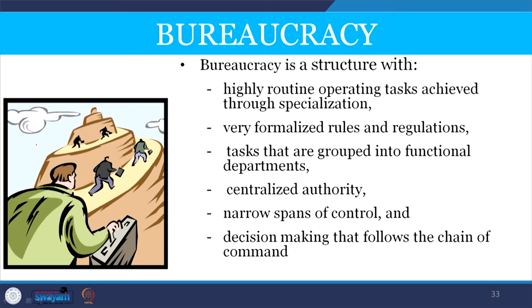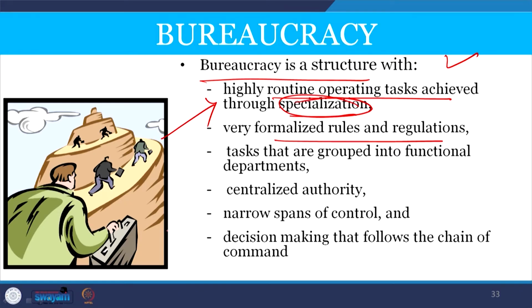Now, we will define some of the common or simplest forms of definitions for bureaucracy. What is a bureaucracy? A bureaucracy is a structure with highly routine operating tasks achieved through work specialization, with very formalized rules and regulations. Max Weber gave this term bureaucracy. Bureaucratic structures are those which have routine operating tasks achieved through specialization. So, there is a focus on work specialization.